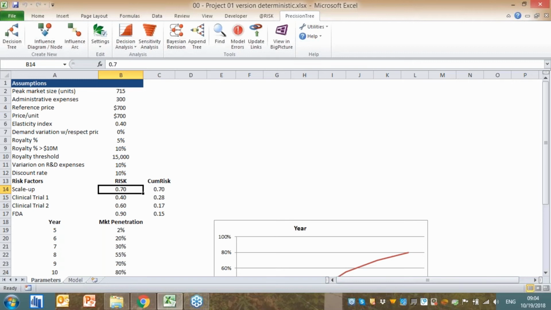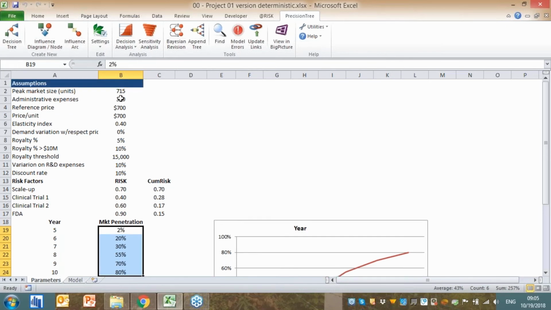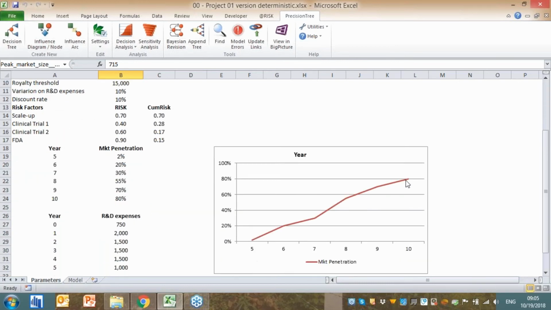Then, conditional on this 70%, there's going to be a 40% probability of succeeding in clinical trials 1, 60% in clinical trials 2, and finally there's a 90% probability that, contingent on success in the previous stages, we might eventually make it to the market. And if we make it to the market, these are going to be the market penetration rates with respect to the peak market size that we have here on top. In other words, from year 5 to 10, this is the rate of growth of our market.